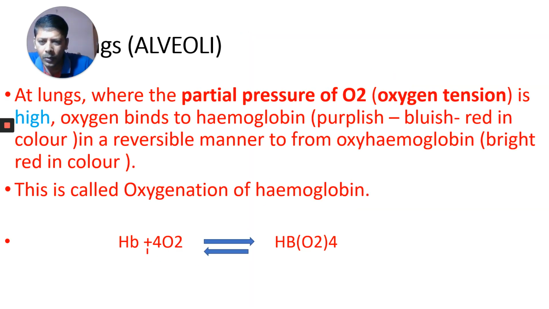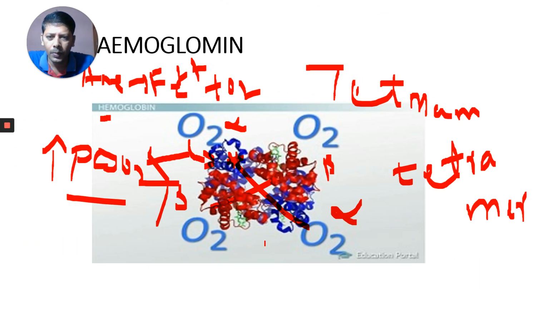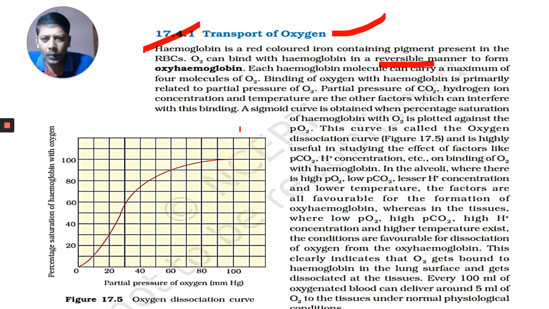Hemoglobin binds with oxygen and forms oxyhemoglobin. Again, this oxyhemoglobin dissociates and forms hemoglobin and oxygen. This is in a reversible manner. This reaction can occur in both ways. Oxygen can bind with hemoglobin in a reversible manner to form oxyhemoglobin. Each hemoglobin molecule can carry a maximum of four molecules of oxygen.